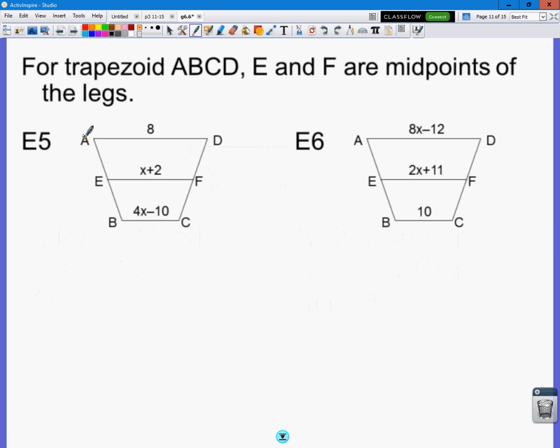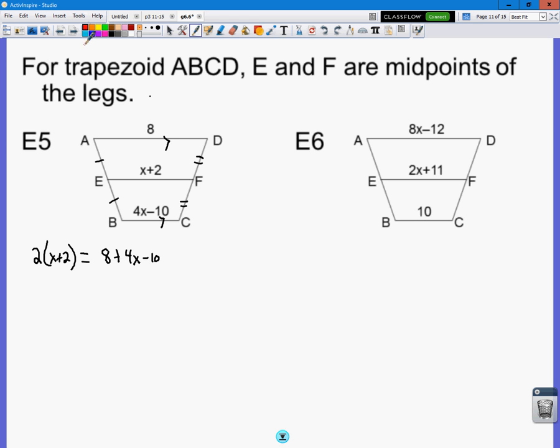Turn the page. Again, they told me that this is a trapezoid and that EF is a midsegment. Especially true when it looks like this, it's way easier to take 2 times the midsegment and set it equal to the sum of the 2 bases than it would be to distribute a half through the sum of the 2 bases. It's just easier to distribute a 2 than it is to distribute the half. Yes?